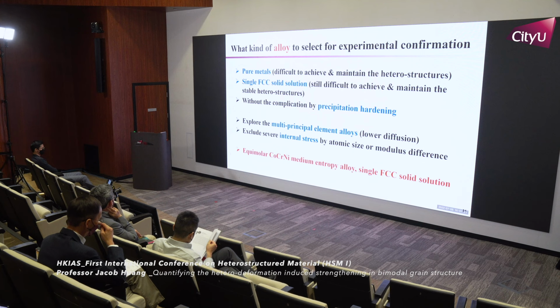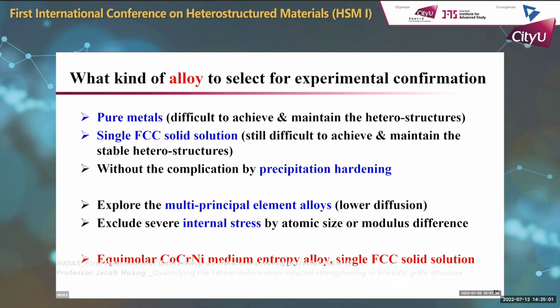So we need to select elements for the multi-principal element alloy that are similar in atomic size. So we chose the equiatomic cobalt, chromium, nickel medium-entropy alloy, which is a single FCC solid solution. These three elements, cobalt, chromium, and nickel, all possess very similar atomic sizes, so we can minimize the internal stress in this alloy. And also for these three elements, there is nearly zero mutual heat of mixing, so there won't be any precipitate formed. So we will not have the complication of precipitation hardening.